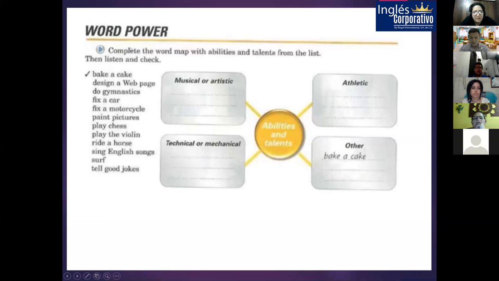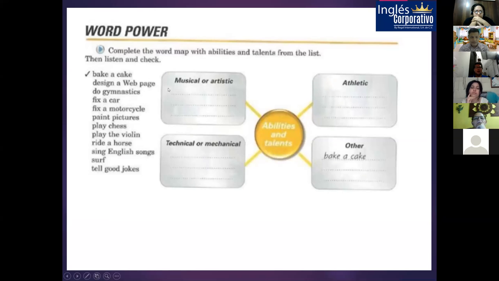Okay, Saul Sanchez, help me to read, please. Complete the world map with abilities and talents from the list. Then listen and check. Okay, really good. Okay, in this case, students, thank you, Saul Sanchez. What we're gonna do, complete the world map first, right? Later on, we're gonna listen and check.